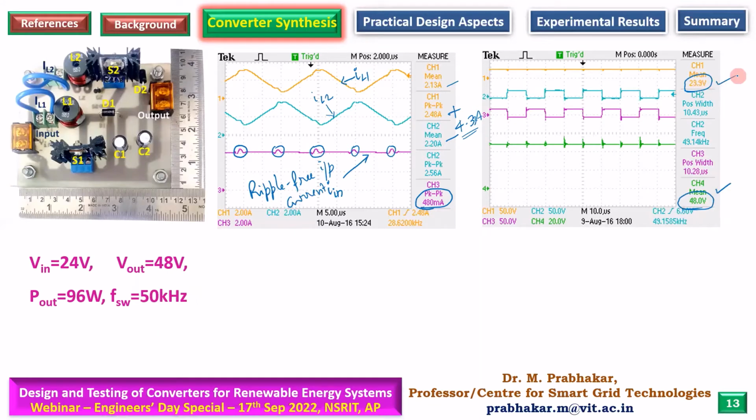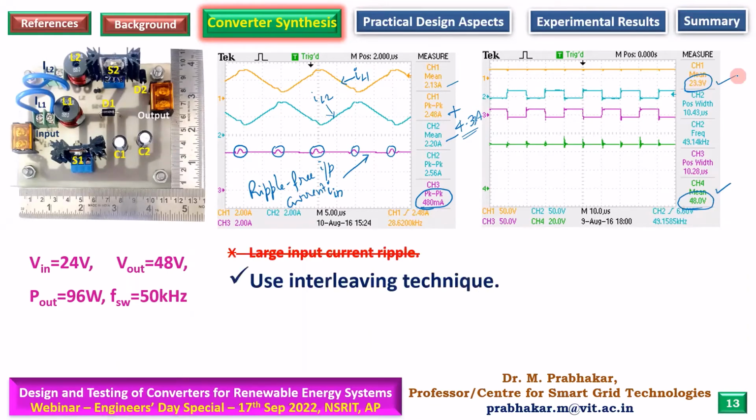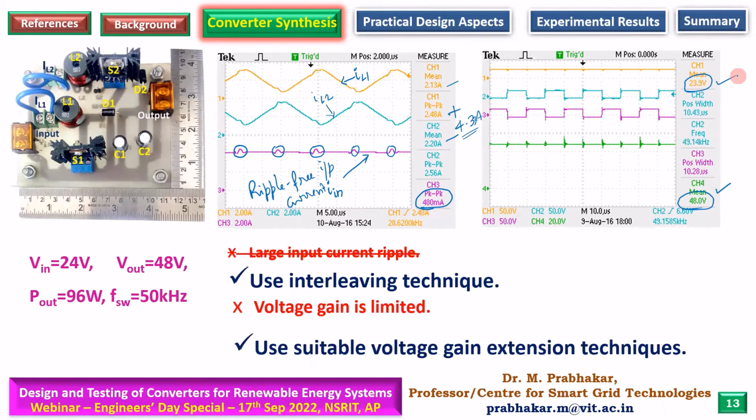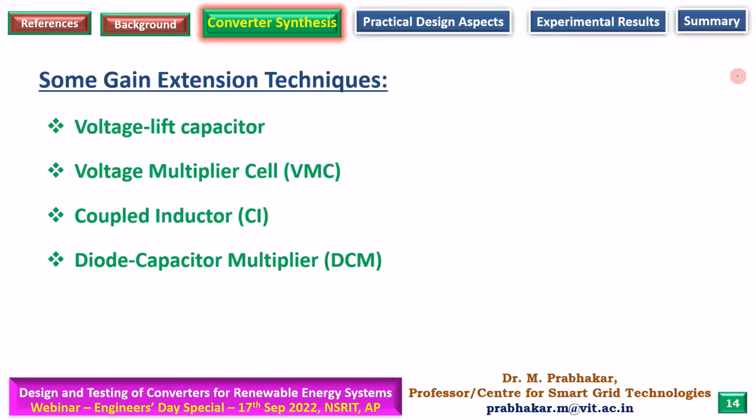Okay. So the other inferences are, you had a large input current ripple that we were able to overcome by using interleaving technique. Voltage gain is still limited. We need to work on that. That we will do. How are we going to extend or obtain large voltage gain?